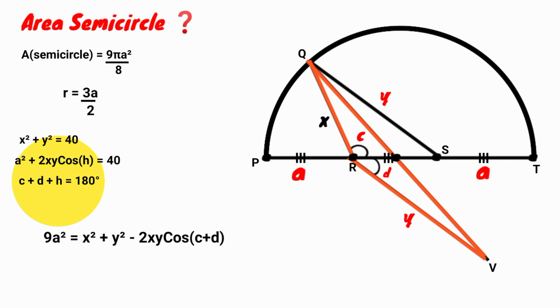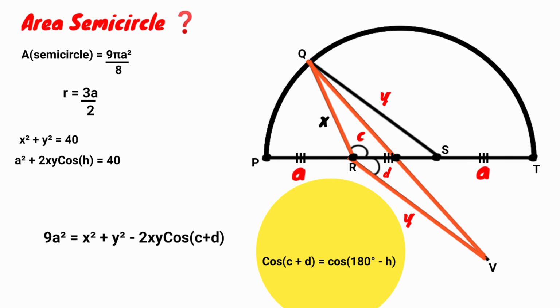Come back here. C plus D plus H equals 180 degrees. Take H to the left hand side of the equation. So C plus D equals 180 degrees minus H. Take the cosine ratio of both sides. Here, cos(180 degrees minus H). We know from trigonometry, the cosine ratio of 180 degrees minus an angle is the negative cosine of that angle. So this is negative cos H. Therefore, cos(C plus D) equals minus cos H.